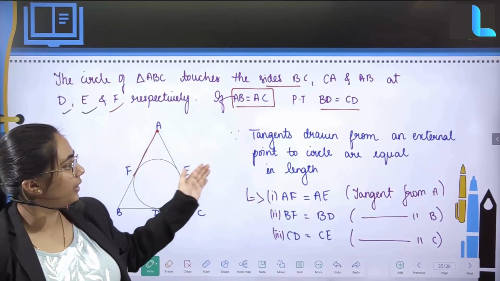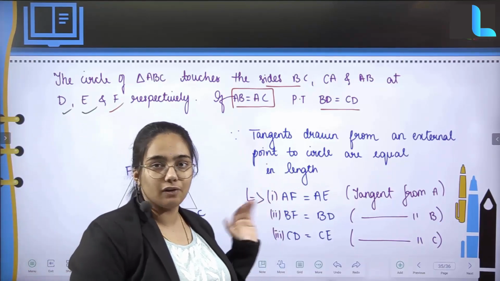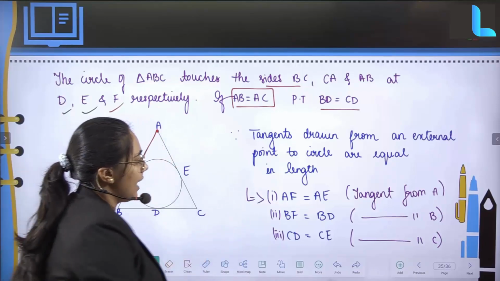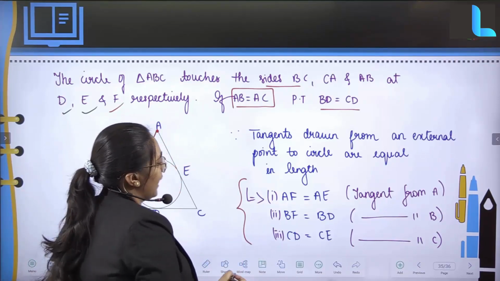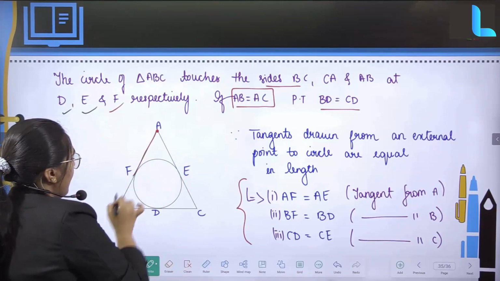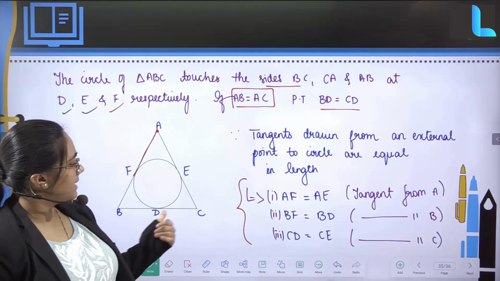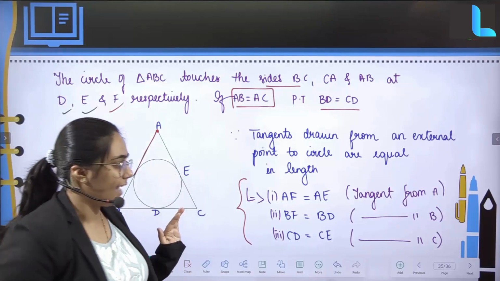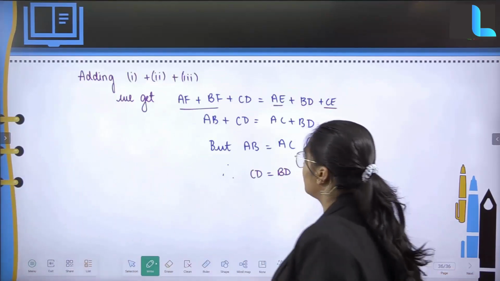Tangents drawn from an external point to a circle are equal in length, which we already know through the theorem. So AF is equal to AE, similarly BF is equal to BD, CE is equal to CD. This is what I will be getting as the first and foremost thing.